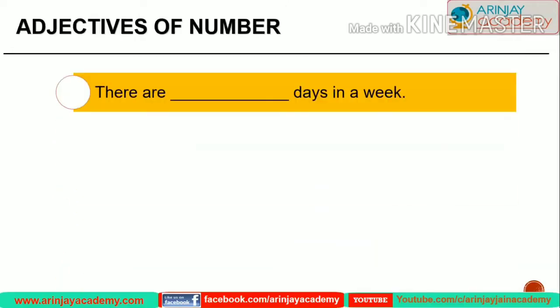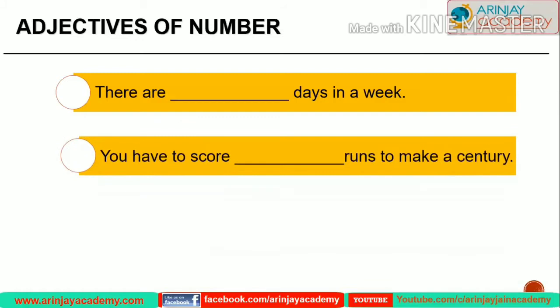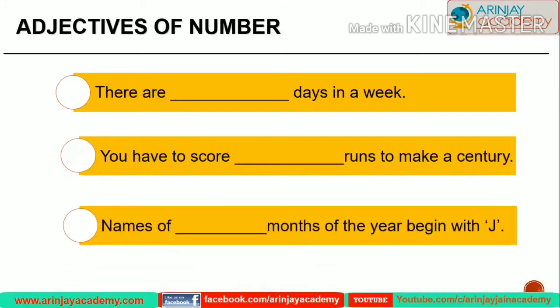Fill in the blanks again. Very simple. There are 7 days in a week. You have to score 100 runs to make a century. Names of 3 months of the year begin with J. So you filled in 7, 100 and 3. These are adjectives of number.